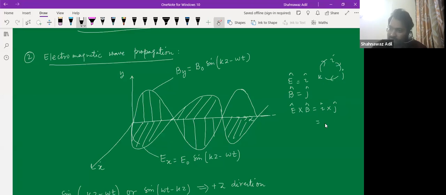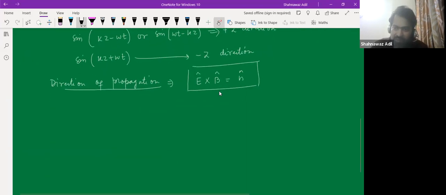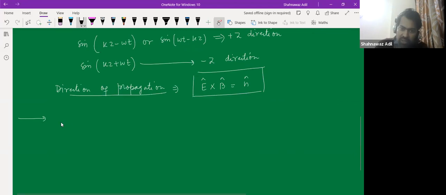So i cross j is k hat. That is why the propagation would be in the k hat direction, the positive z direction. And the peaks are also related, right? They are related by the speed in vacuum.